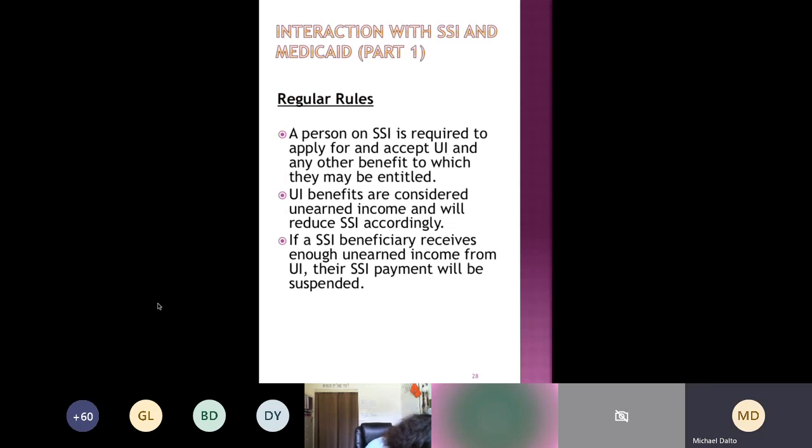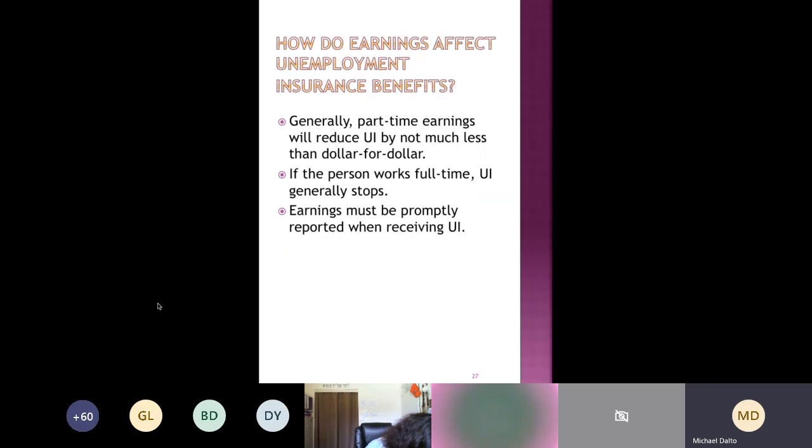Okay, and I'm going to pause before we get into interaction with SSI and Medicaid and Social Security Disability and Medicare. Dallas, do we have any new questions yet? Oh, we have a few that you didn't get to last time, if you want me to read those.